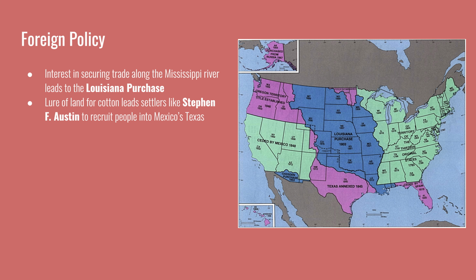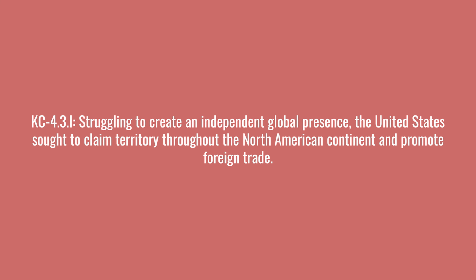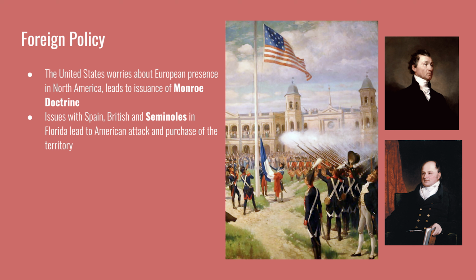The second to last key concept says, struggling to create an independent global presence, the United States sought to claim territory throughout the North American continent and promote foreign trade. The United States was worried about the European presence in North America. Thus, President James Monroe and his Secretary of State John Quincy Adams issued the Monroe Doctrine. It was supposed to be a joint venture between the United States and Great Britain that warned foreign powers to keep out of the American continent.